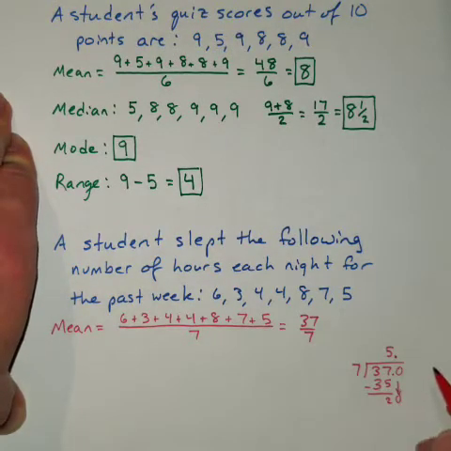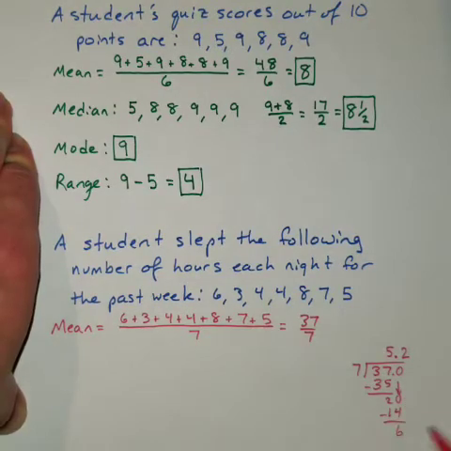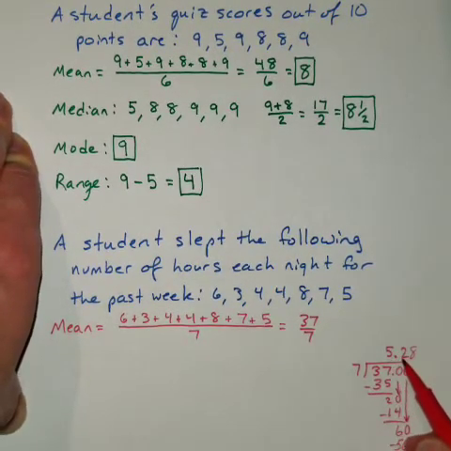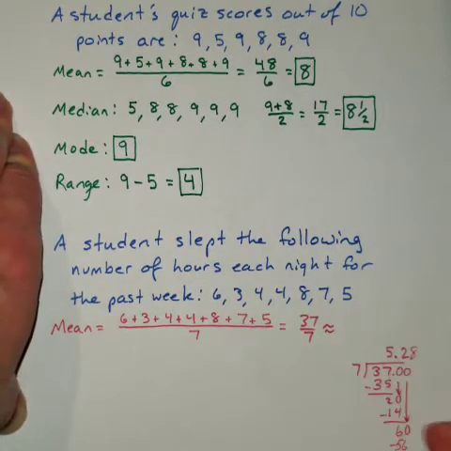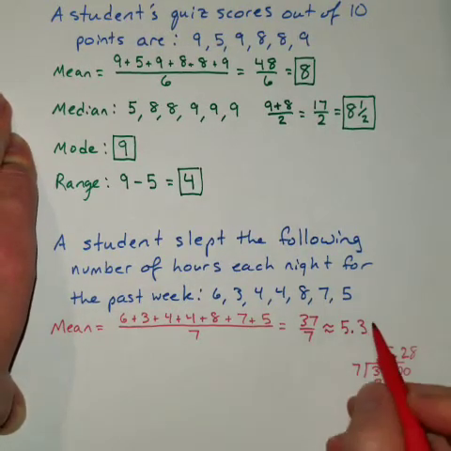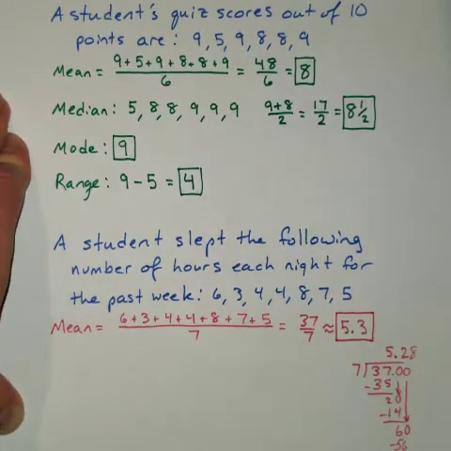So 7 goes into 20. What's that? 2 times 7 is 14. And let's do one more decimal so I can round this off. 7 goes into 60. That'd be 8 times. 7 times 8 is 56. And so if I round this to the nearest tenth, it would be approximately 5.3. Okay, so 5.3 hours of sleep would be the mean for that student over that period of time.